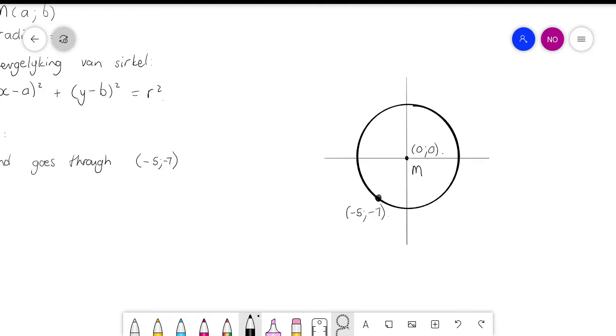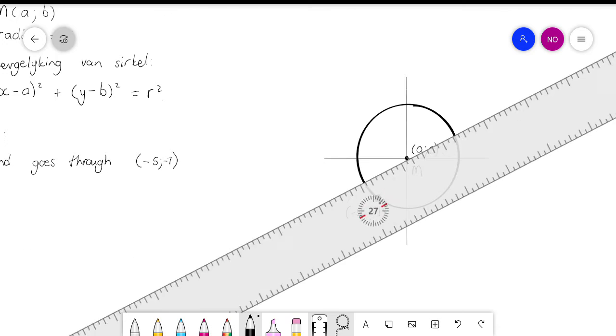Do we have the radius of the circle? No. But can we calculate the radius of the circle? Yes. Okay, hoe? Ons gebruik die? Wat se formule? Afstandformule.